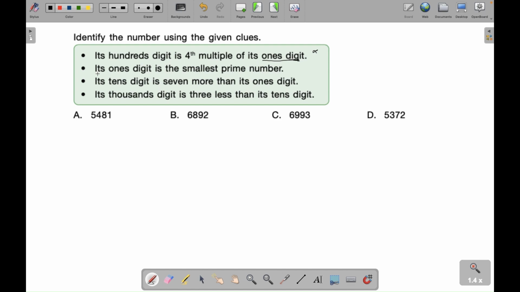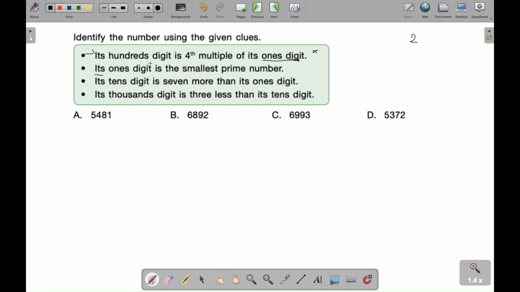The second clue says its ones digit is the smallest prime number. Now we know what the ones digit is. What is the smallest prime number? It is not 1, it is 2, right? 1 is not a prime number. So the ones digit, we now know, is 2.